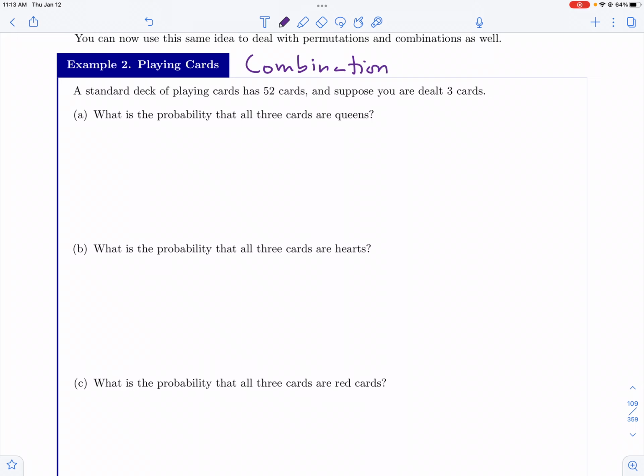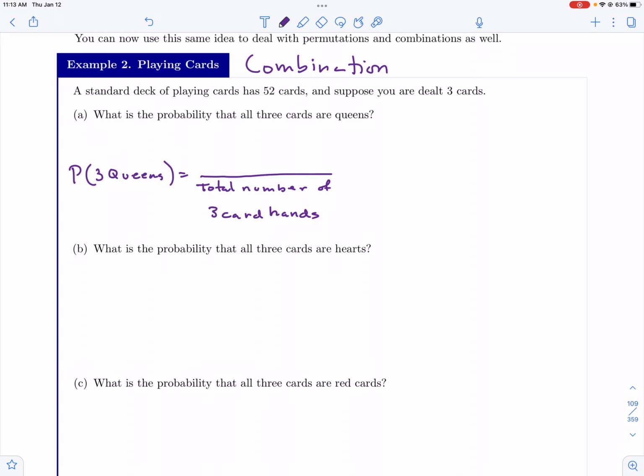And so what we're doing is we're trying to find the probability of 3 queens. So from a word perspective, we're trying to figure out the total number of 3 card hands possible.